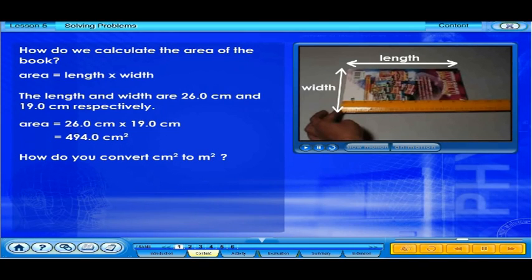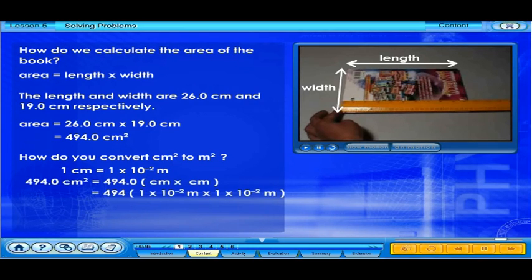How do you convert centimeters squared to meters squared? One centimeter is equal to 1 times 10 to the power of -2 meters. The correct area conversion factor can be obtained from squaring the linear conversion factor. In this case, 494.0 centimeters squared is equal to 494 times 10 to the power of -4 meters squared.